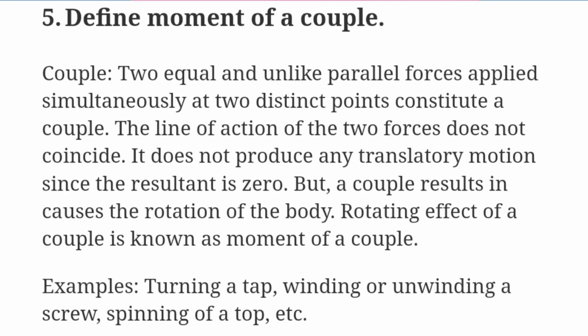Fifth question, define moment of a couple. Couple: two equal and unlike parallel forces applied simultaneously at two distinct points constitute a couple. The line of action of the two forces does not coincide. It does not produce any translatory motion since the resultant is zero, but a couple causes the rotation of the body. The rotating effect of a couple is known as moment of a couple. Examples: turning a tap, winding or unwinding a screw, spinning of a top, etc.